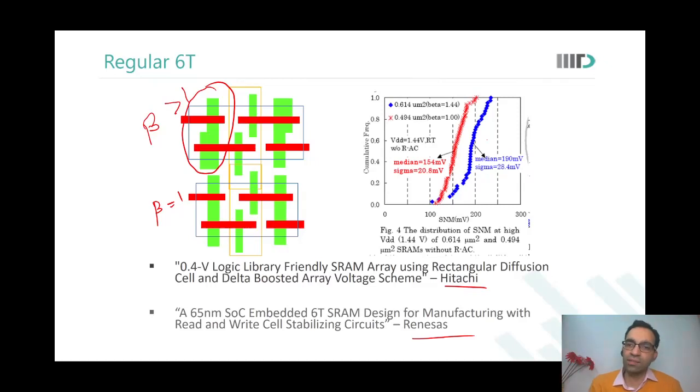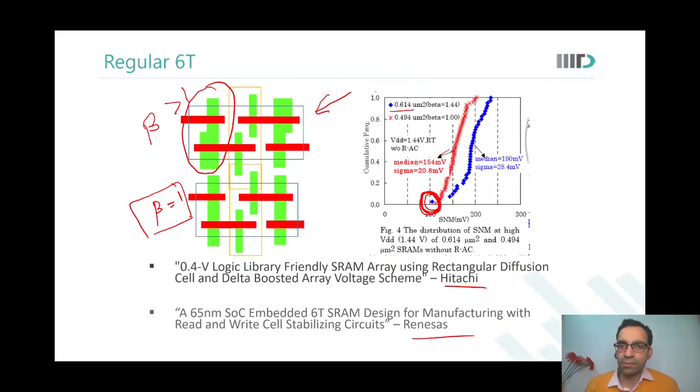Look at this. These are the results. This is the 614, the bigger cell, which had beta ratio greater than 1. And this is the SNM. The worst case SNM is this. This is a cell with beta ratio equal to 1. Naturally, its median and mean SNM is going to be lesser than the cell with beta ratio greater than 1.